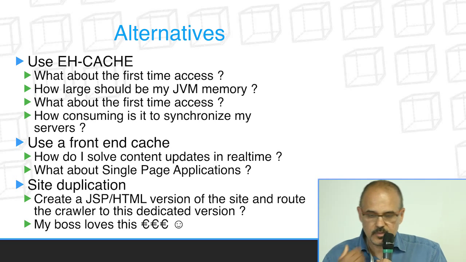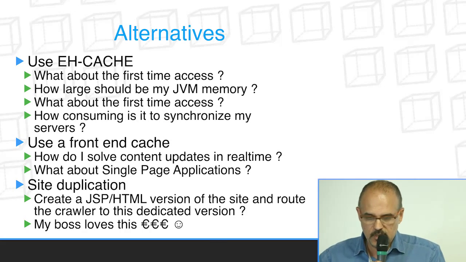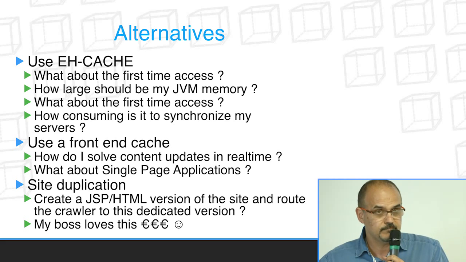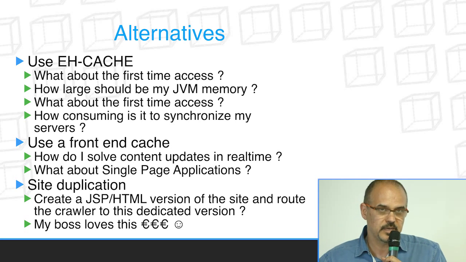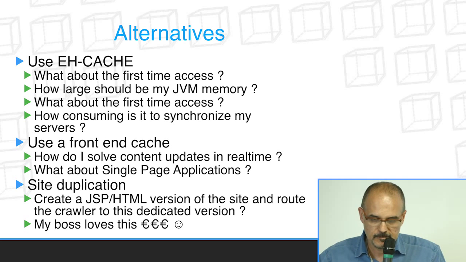The second solution we tried is to use a front-end cache. A front-end cache is putting a Varnish or Nginx in front of the user. However, we needed to build the pages in batch, and we couldn't handle real-time updates. That was the very first issue we faced.